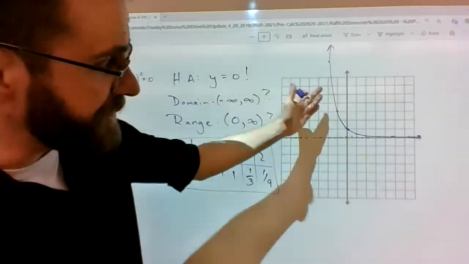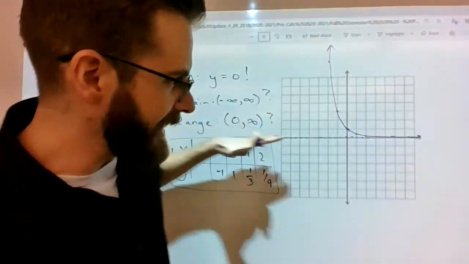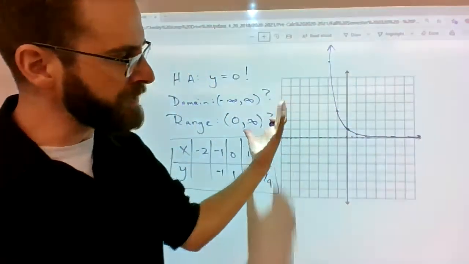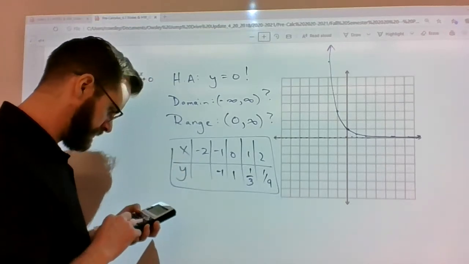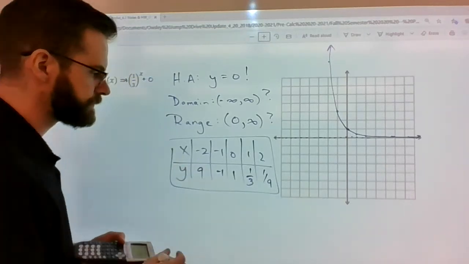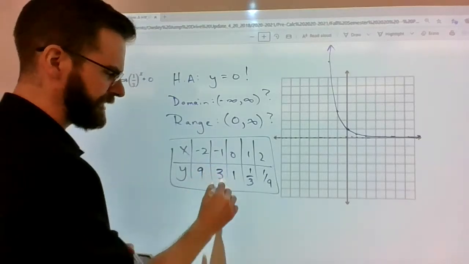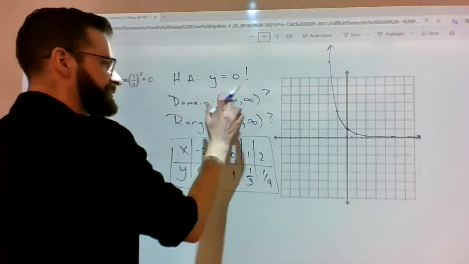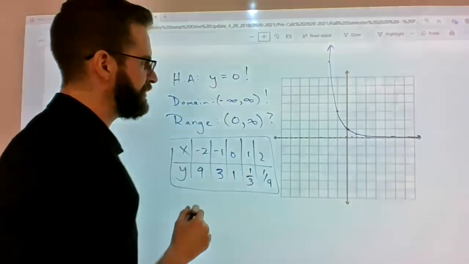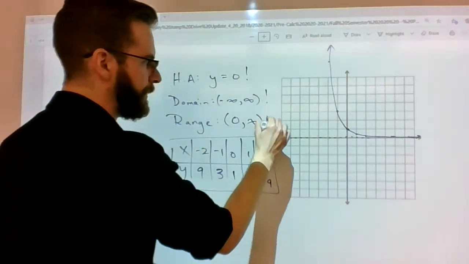It stands to reason that the x's will always be okay. Oh, it's been flipped. It used to be like this, but it's been flipped horizontally now. Sorry, I didn't write what the -2 was. It was 9. That doesn't seem right at all, does it? That should be a 3. Sorry for the confusion. But bottom line is, yes, the domain is still negative infinity to infinity. Yes, the range bottoms out at 0 and goes all the way to positive infinity.